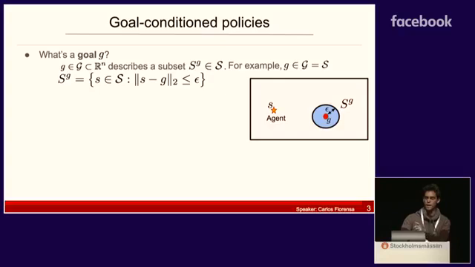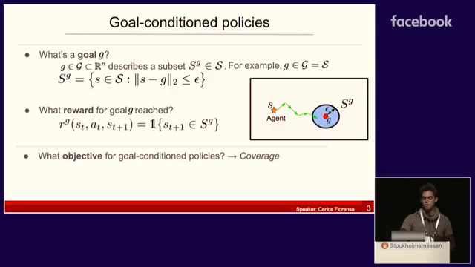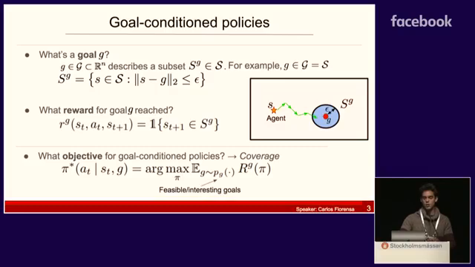What reward should we get for reaching this goal? Well, it should be just the sparse reward of whenever the agent enters the goal. So the agent goes around in the environment, and whenever it gets inside the state, it gets a reward. And the objective to optimize for is what we call coverage, which simply introduces this expectation over a distribution of feasible or interesting goals that is fixed, given to us. And here is the return of our policy when it's trying to reach the state defined by this goal.